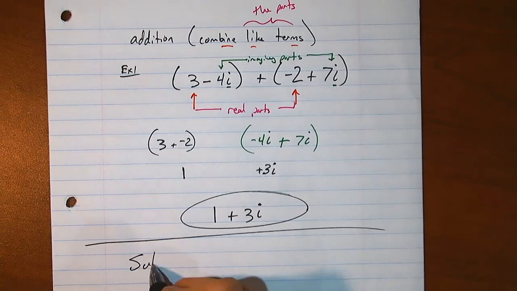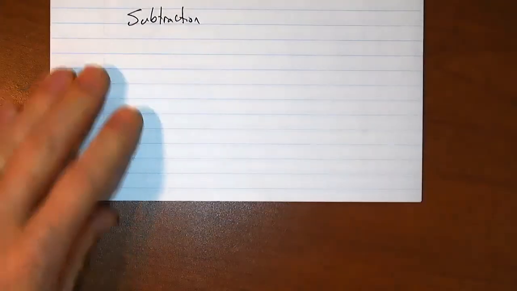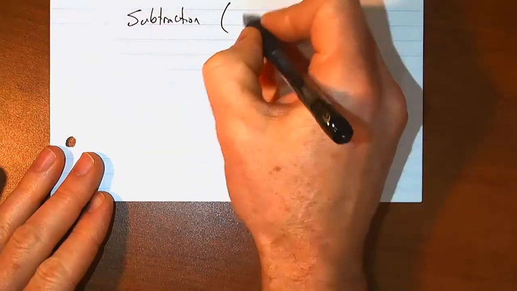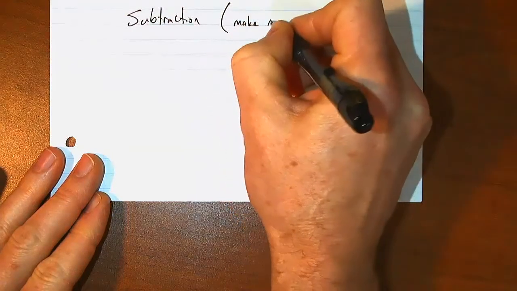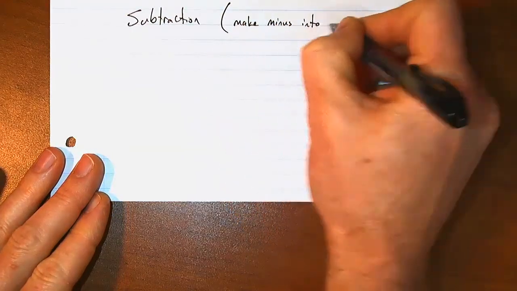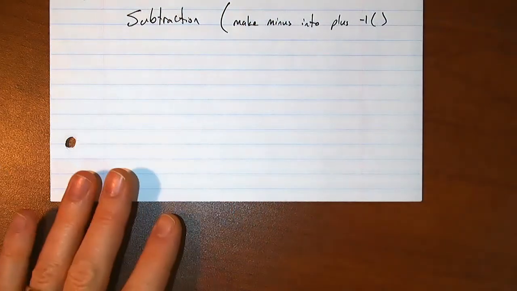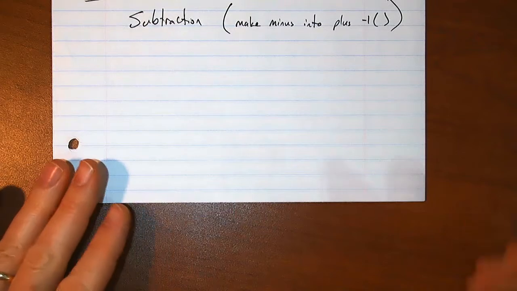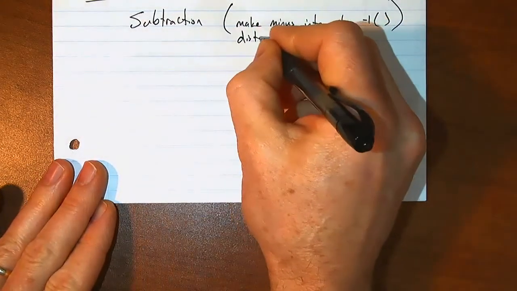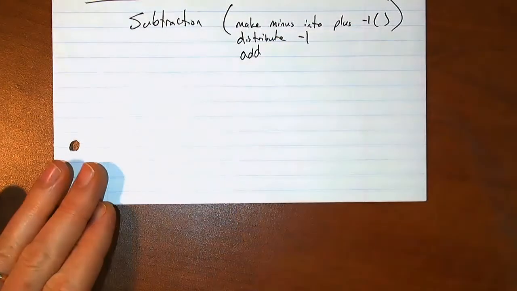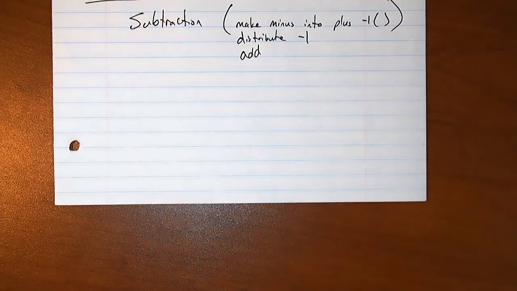Subtraction. For subtraction, you'll remember what we did with polynomials was we distributed the negative sign. We turned the negative into plus or minus. Okay, we said plus -1 times stuff is what we did. Then we distributed the -1. And then we added. Okay, so that was the process we used with polynomials. And it's going to be the exact same process with the imaginary numbers.